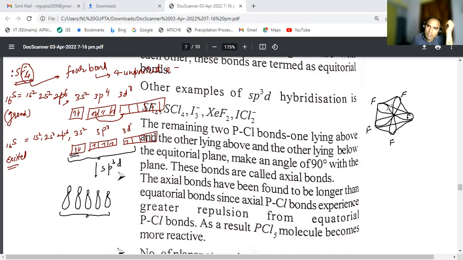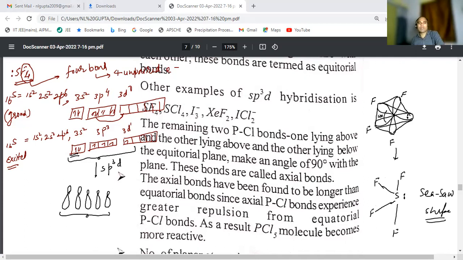So the bond angle remains the same. How much will it be? 120 degrees, and the others are 90 degrees. If you make the shape, what will be the shape here? Sulfur, here will be the lone pair of electrons. This is the fluorine, and this is going to be fluorine. Total, this shape is called seesaw shape.